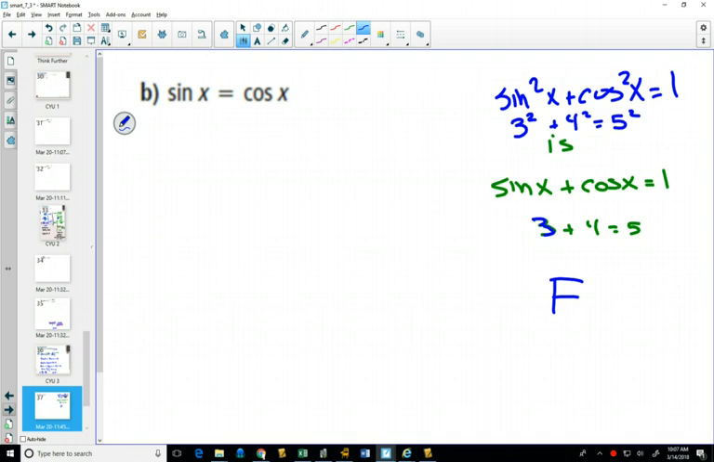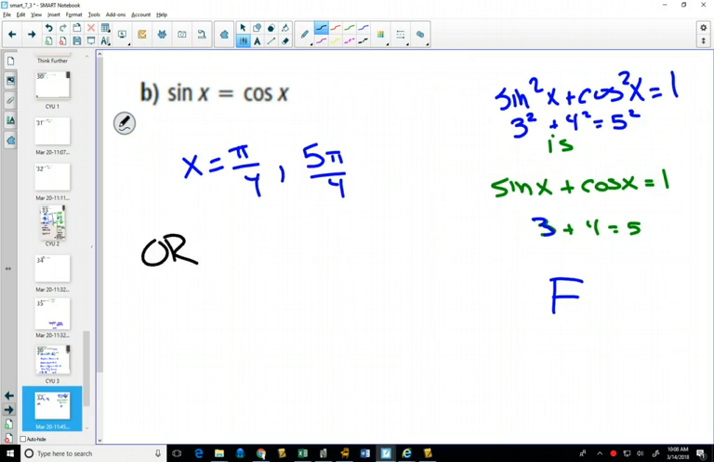Sine x equals cos x. So there's two ways we can go about solving this question. Maybe you think about your unit circle. Is sine x ever equal to cos x? Is your x coordinate ever the same as your y coordinate? Yes. When? Pi over 4. Anywhere else? 3 pi over 4, one's positive, one's negative. 5 pi over 4, they're both negative. So method 1 is just knowing our unit circle and being able to say, I know when my x coordinate's equal to my y coordinate.